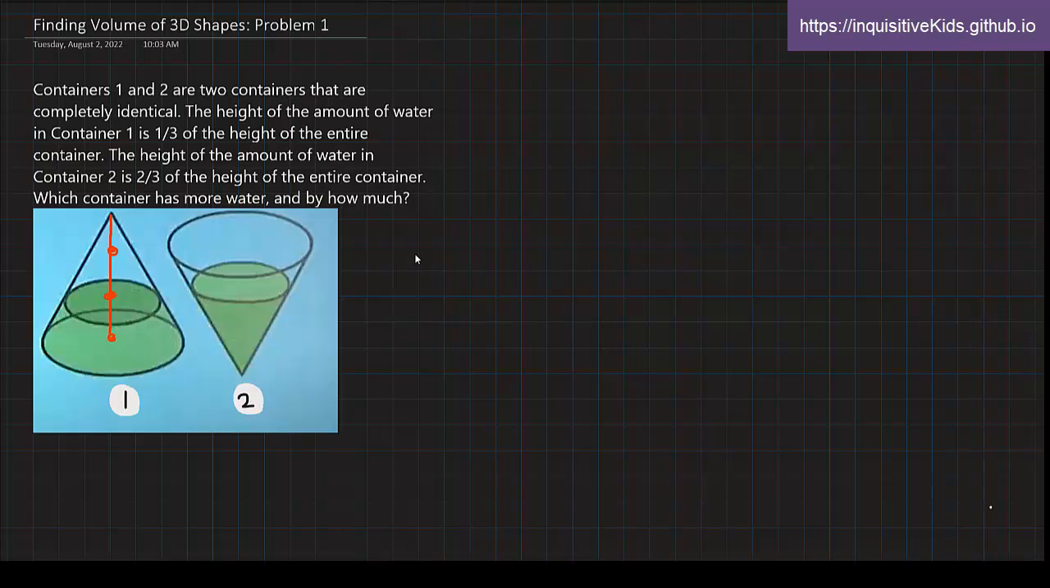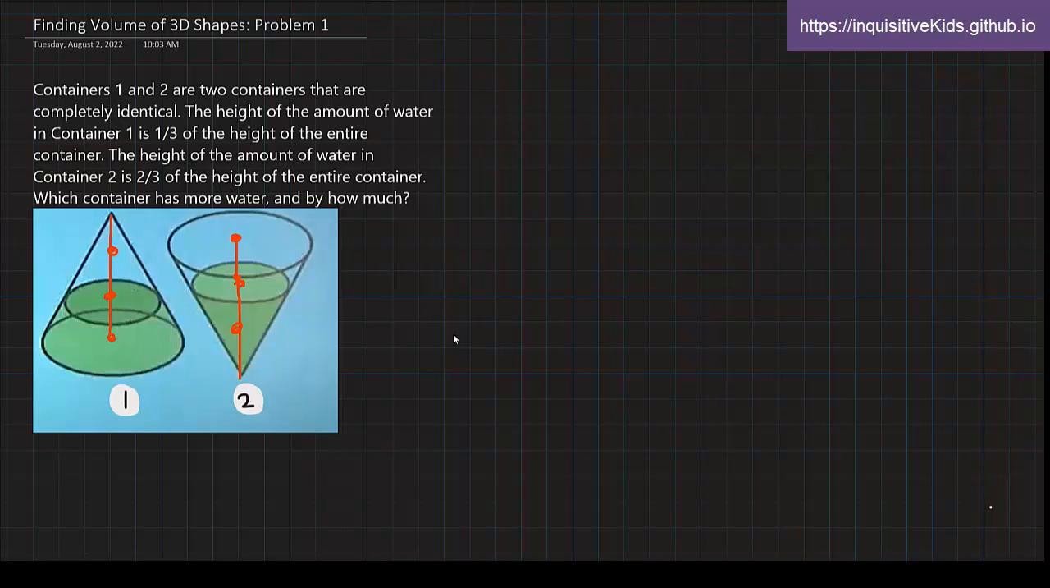And now number 2, it says that the height of the amount of water in container 2 is 2/3 of the height of the entire container. So if this is the middle of the base, we still connect it like that. And we would go like that. So this, as you can see, is 2/3. 1/3, 2/3.